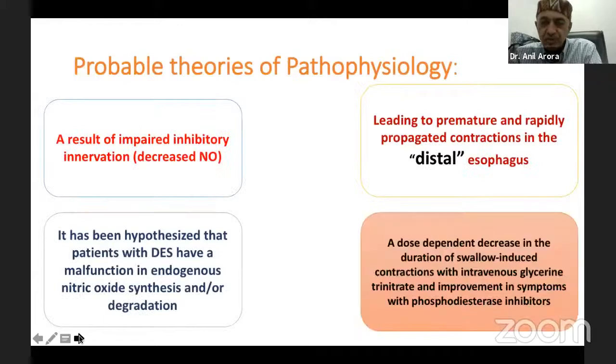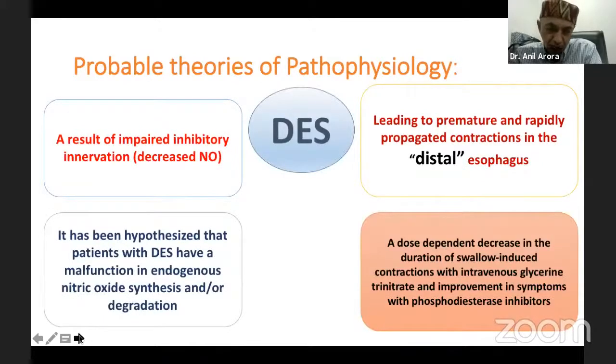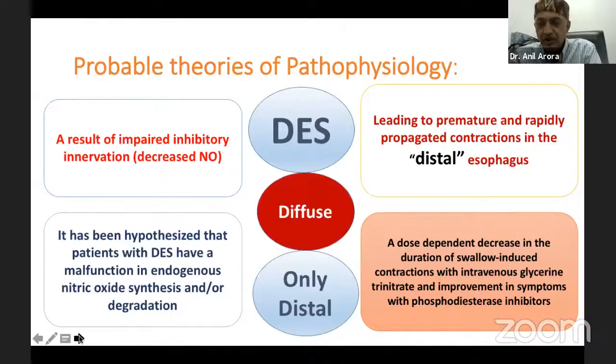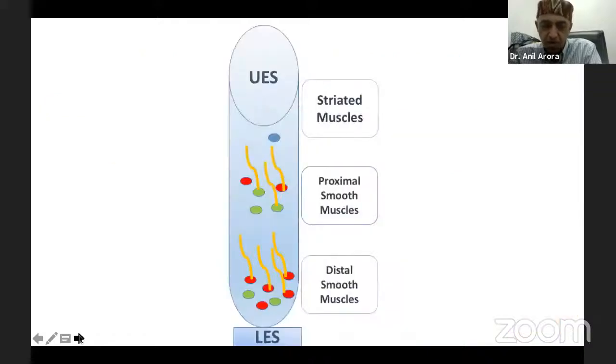The basic concept is that there is a specific destruction of the nitric oxide producing neurons in the lower end of the esophagus where the lower esophageal sphincter is spared. So this is a classical setting in which there is a premature contraction at the lower end of the esophagus, preventing the passage of the food into the stomach when the LES is not tight. So this is not called diffuse esophageal spasm. This is the distal esophageal spasm.